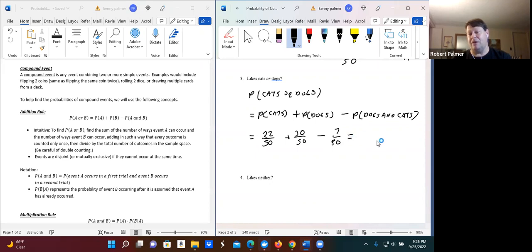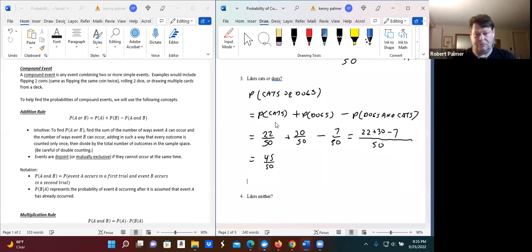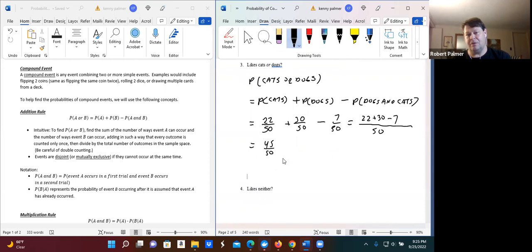Then we put all this together. We have a common denominator, so we put them all over 50. So 22 plus 30 minus 7. That's going to be 52 minus 7, which is 45. So 45 out of 50, which is 0.9, which is 0.90, which is 90%.